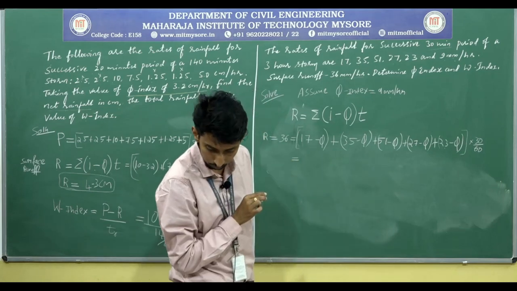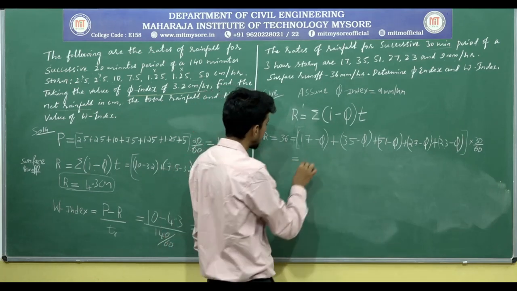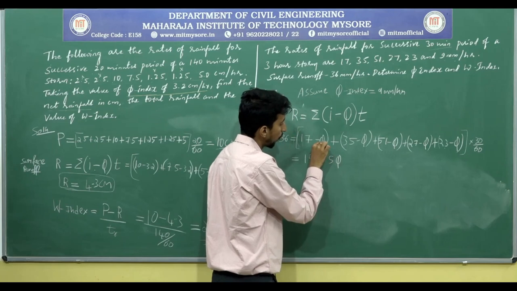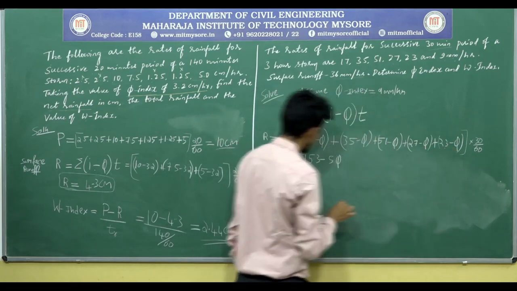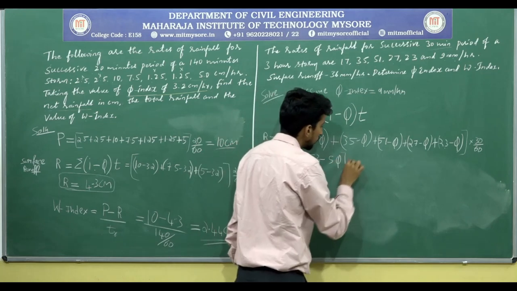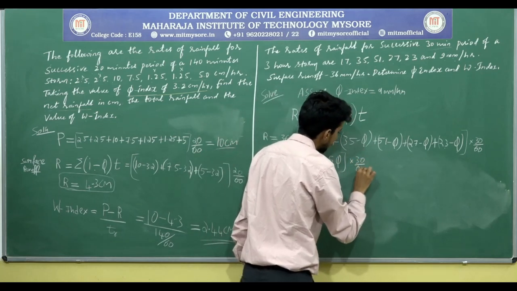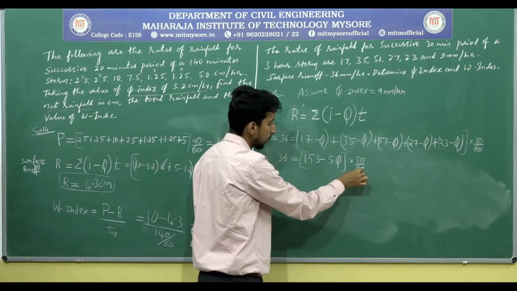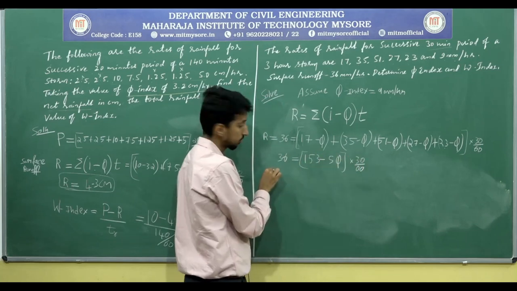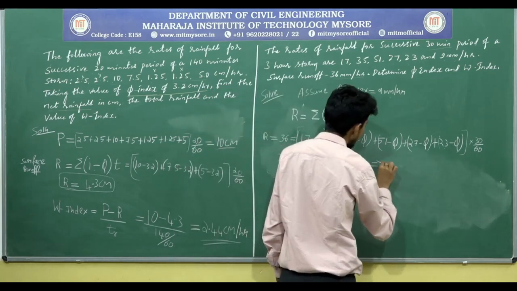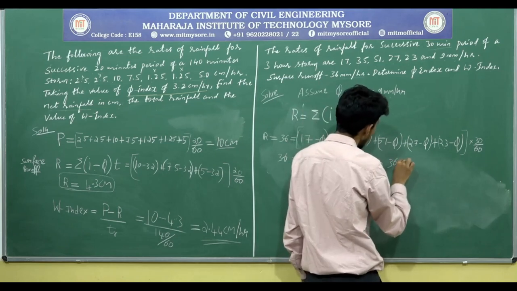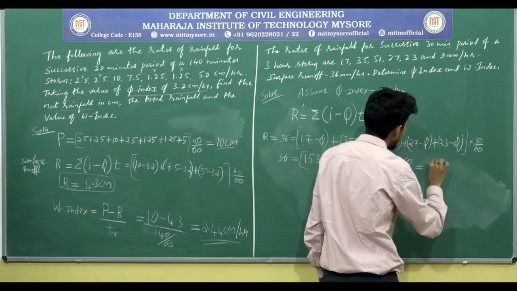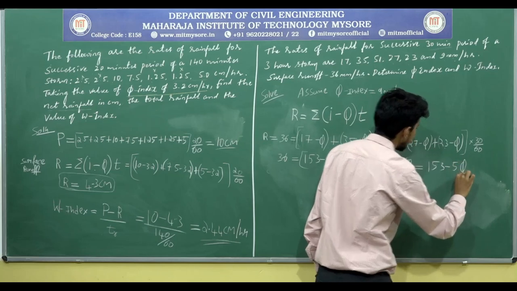What is that value? It is 153 minus 5 into 5, that is 15, 25, 35, 45, 55, into 30 by 60. Here you know the value of runoff equals 36. What you do is cross multiply, 60 into 36 by 30. If you rearrange it, 36 into 60 by 30 equals 153 minus 55.